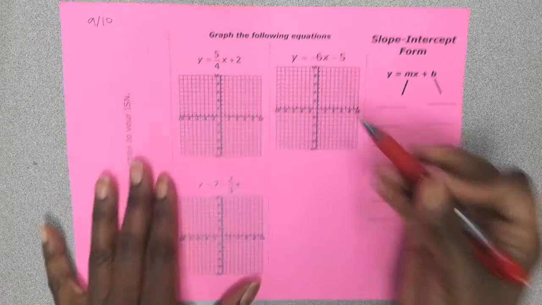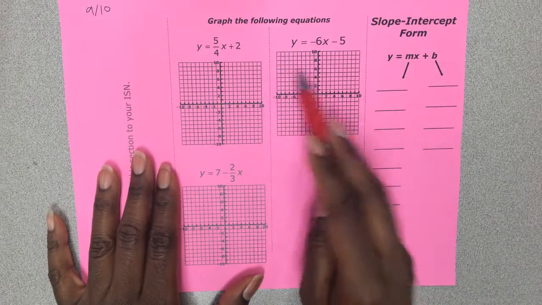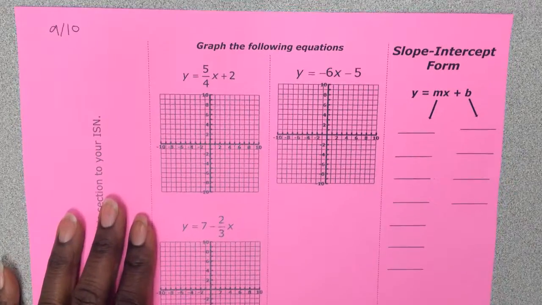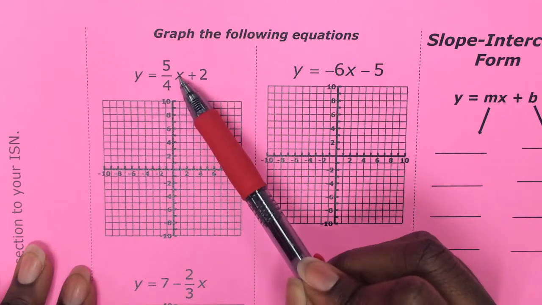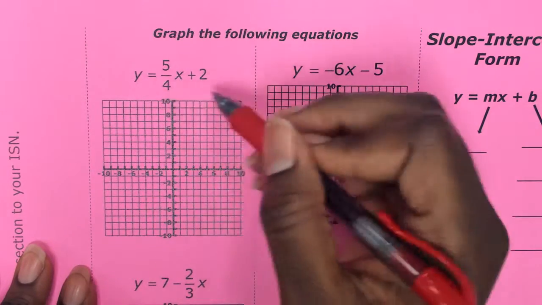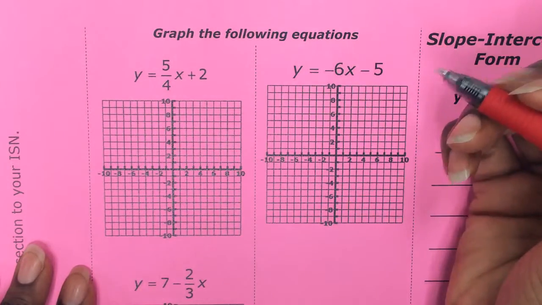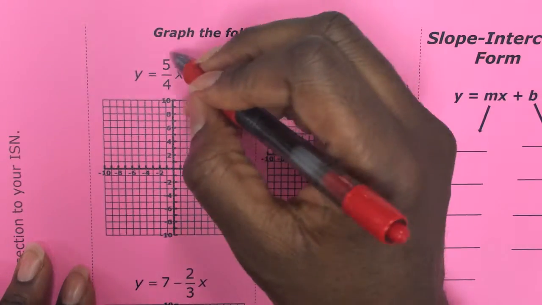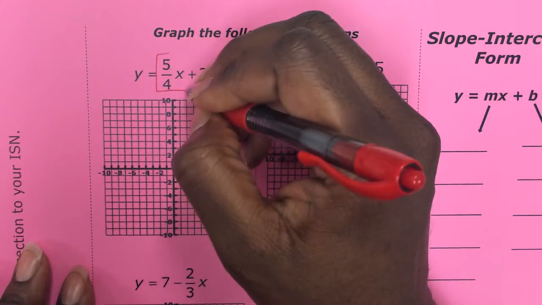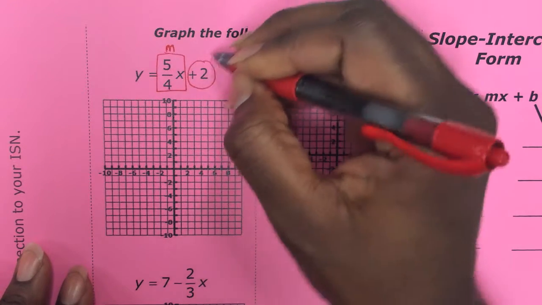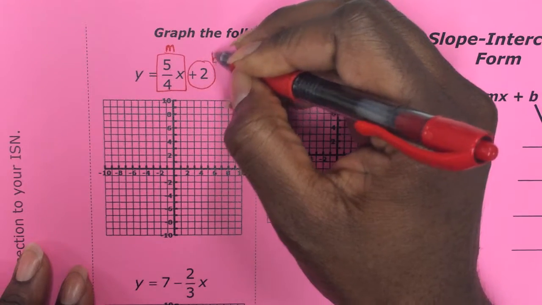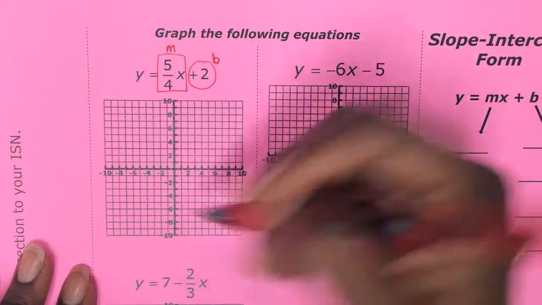All right, so these three, it says graph the following equations. So right here, we have y equals 5 over 4 x plus 2. Which of these will be our slope? 5 over 4. 5 over 4 is our slope, and this is our y-intercept. So go ahead and plot the y-intercept first.